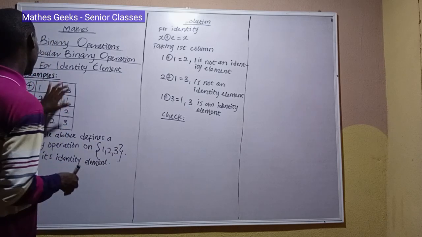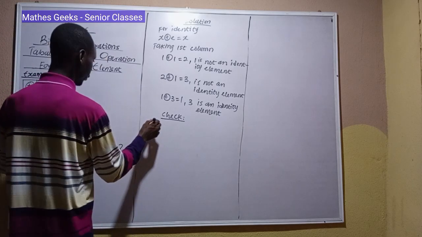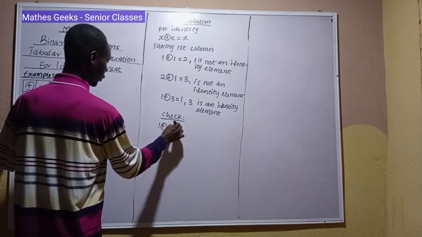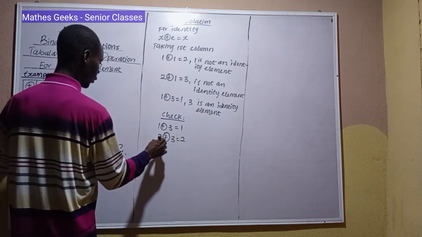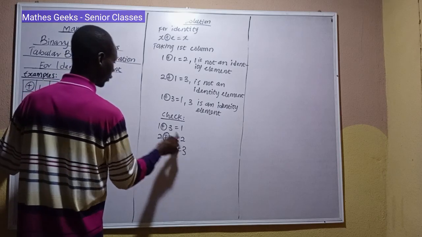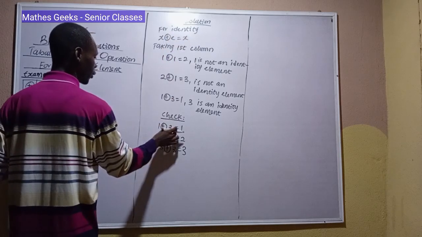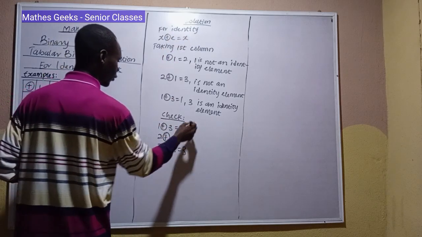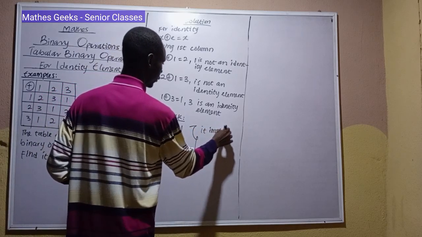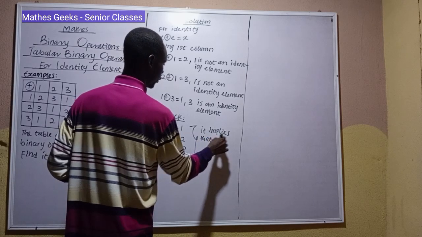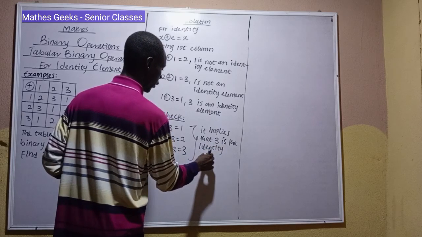So 1 operation 3 is 1, 2 operation 3 is 2, 3 operation 3 is 3. You can see that 1 operation 2 is 1, 2 operation 2 is 2, 3 operation 2 is 3. Look at what you're having here: X operation is X. So what does this tell you? It implies that 3 is the identity element.